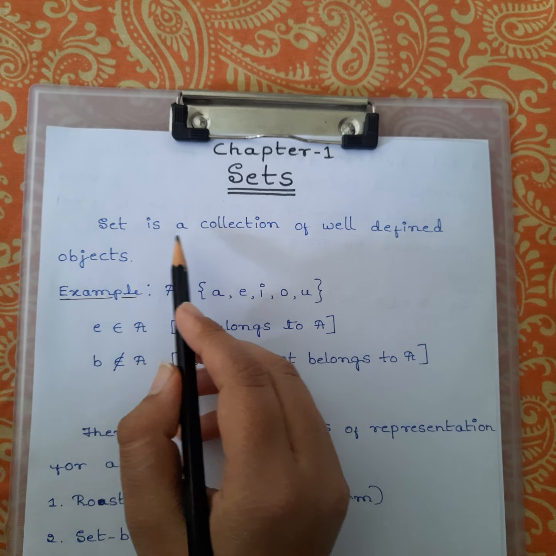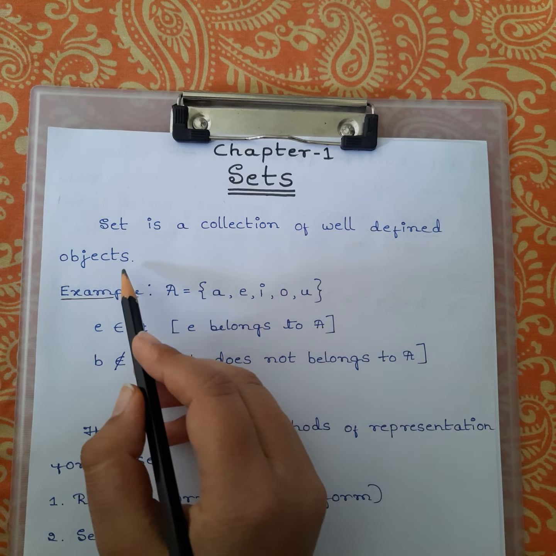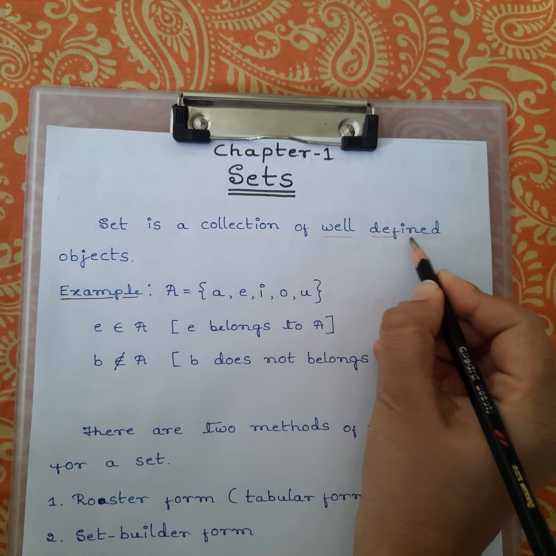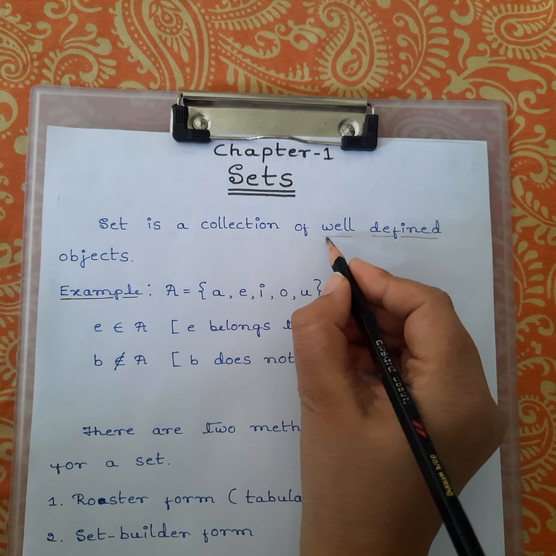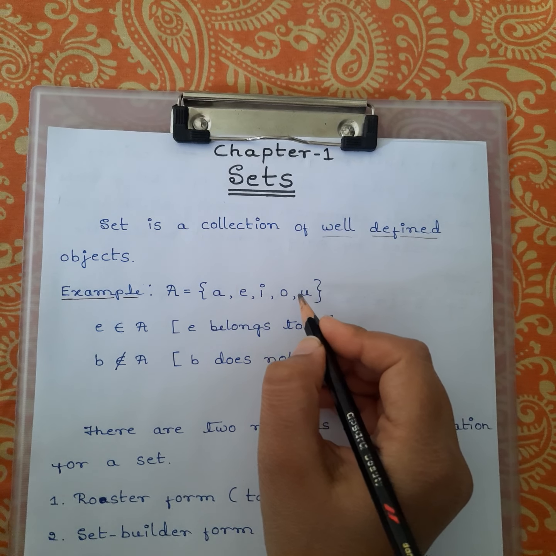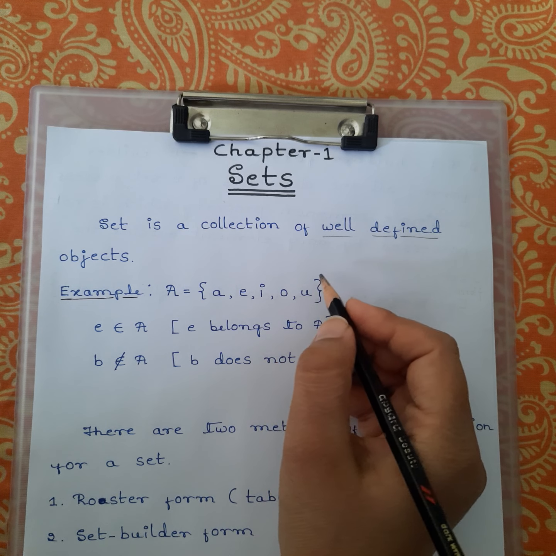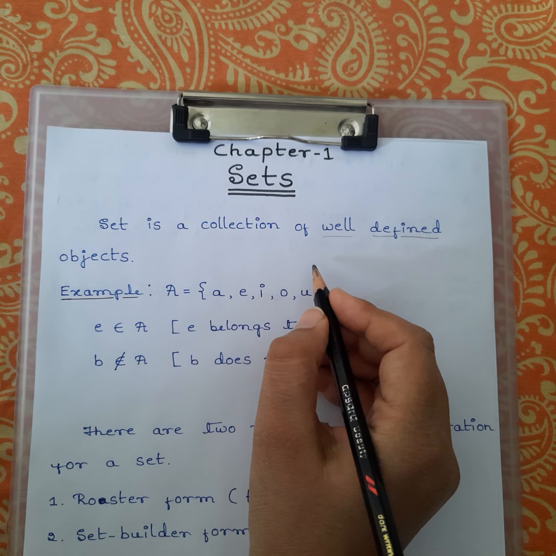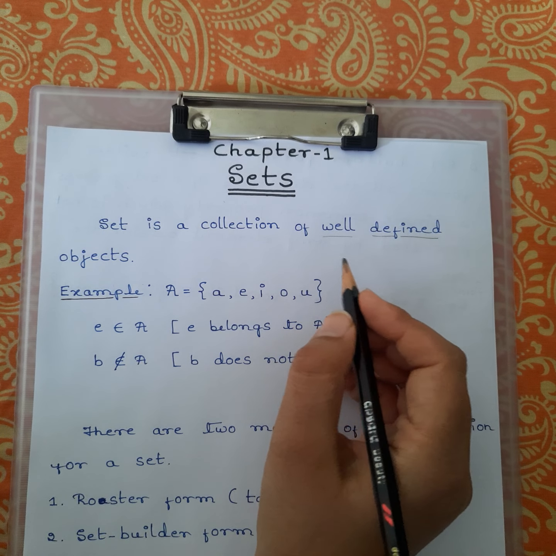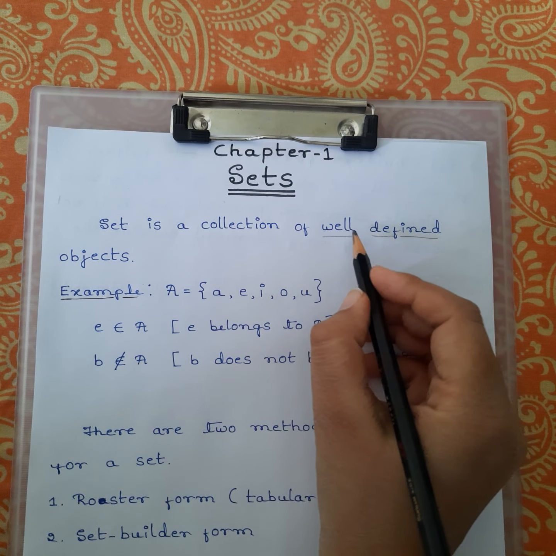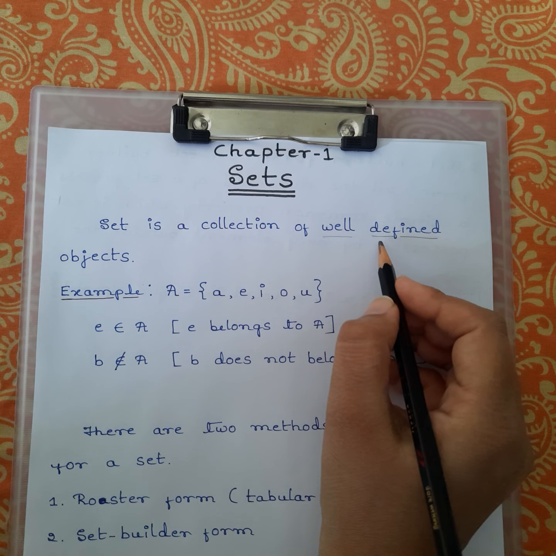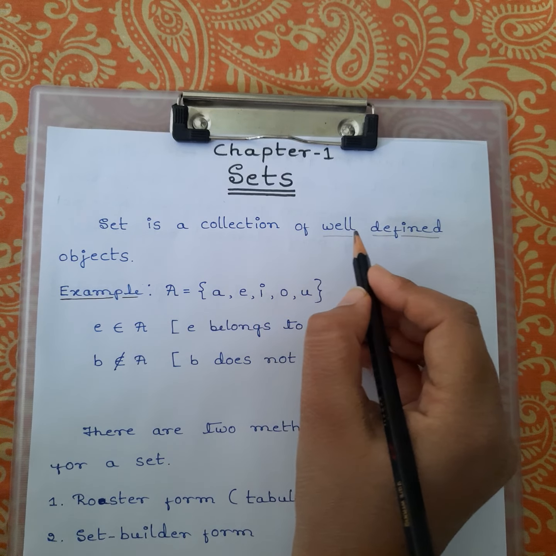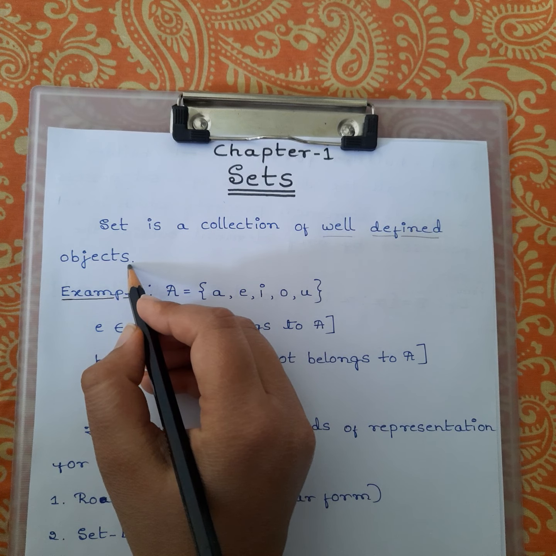A set is a collection of well-defined objects. What is meant by the word well-defined? A well-defined collection means a collection which does not change from person to person. That type of collection is called a well-defined collection. So what is a set? A set is a collection of well-defined objects.